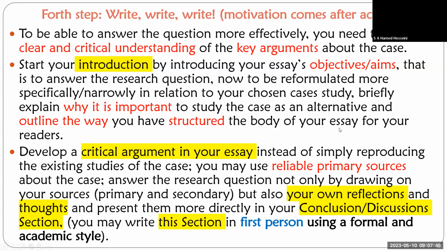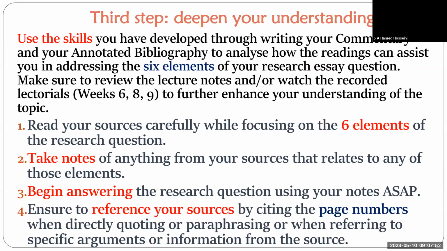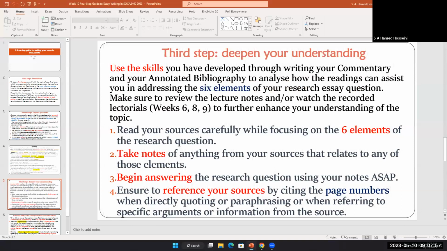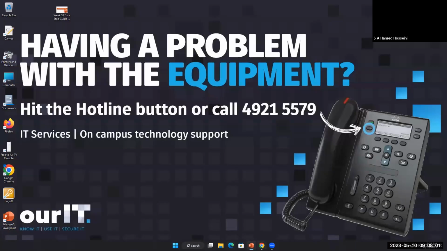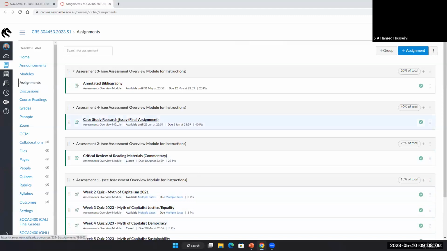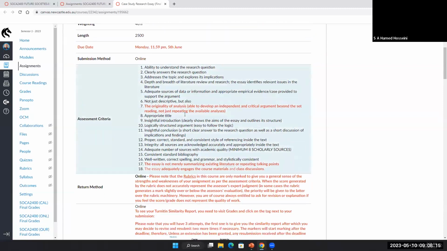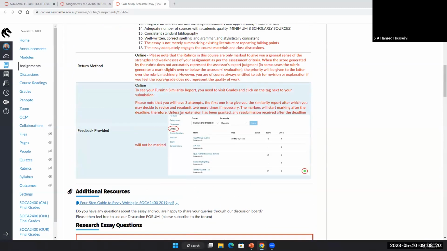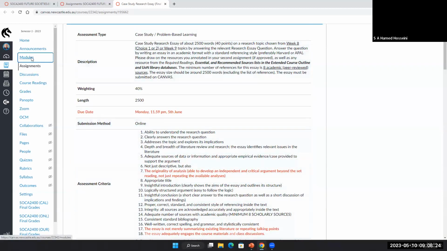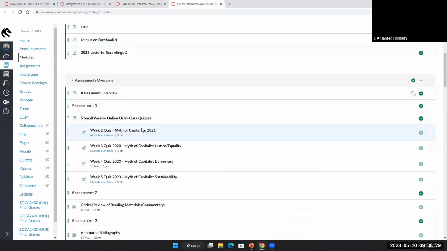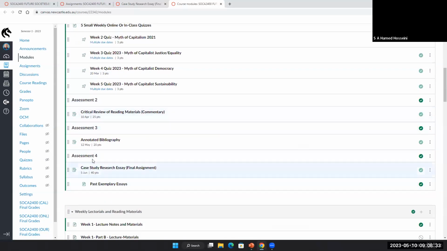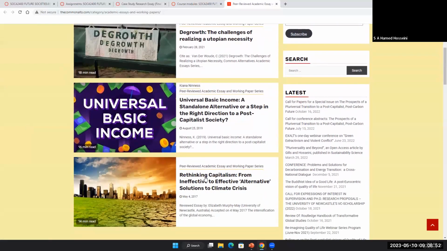Okay, next, we can now perhaps learn from you, if you don't mind. This is the case study description. I should have put the links; I'll do it later today. But if you want to find those two published essays, this is assignment number 4, case study, and then past exemplary essays. Yeah, these are the two essays, if you may remember. That was too old.